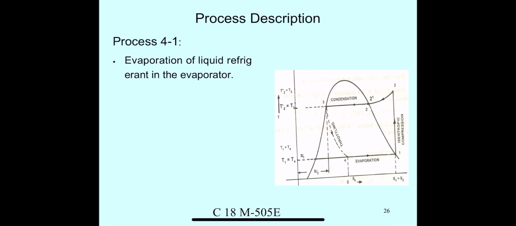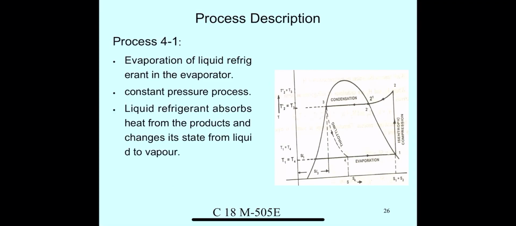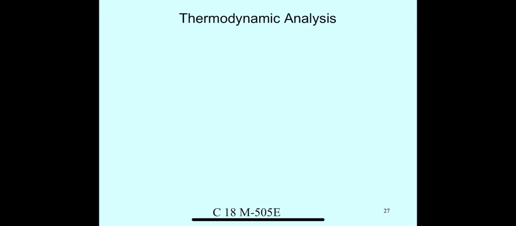The 4 to 1 process is the evaporation of liquid refrigerant in the evaporator. It is a constant pressure process, in which the liquid refrigerant absorbs heat from the products and changes its state from liquid to vapor. In this way, the temperature of the space to be cooled is reduced.